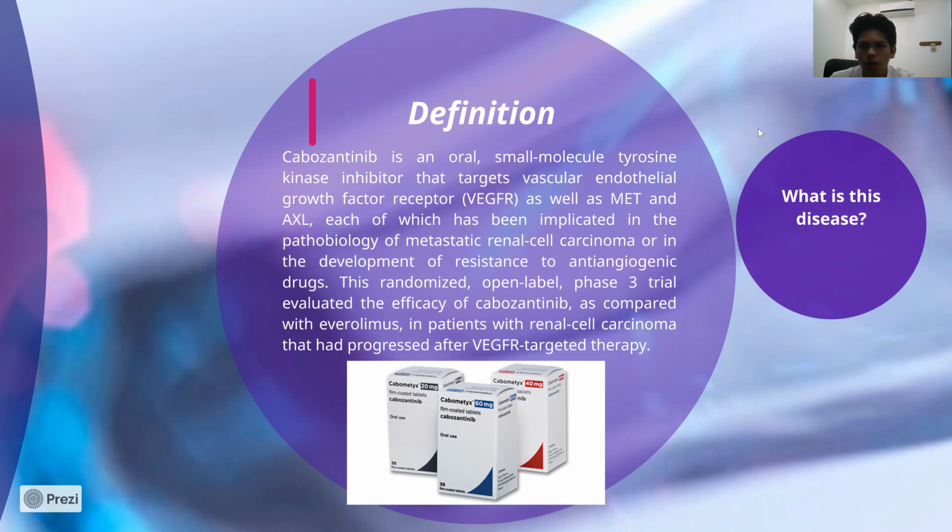This randomized open-label phase 3 trial evaluated the efficacy of cabozantinib as compared with everolimus in patients with renal cell carcinoma that had progressed after VEGFR-targeted therapy.